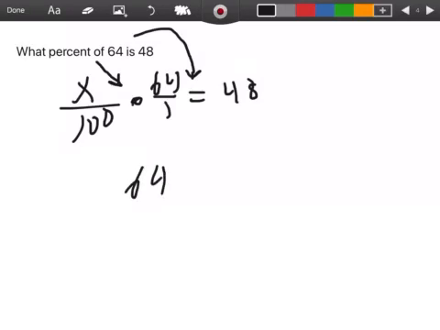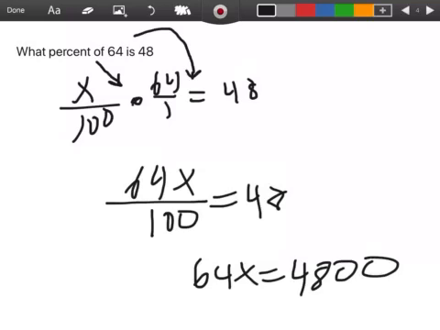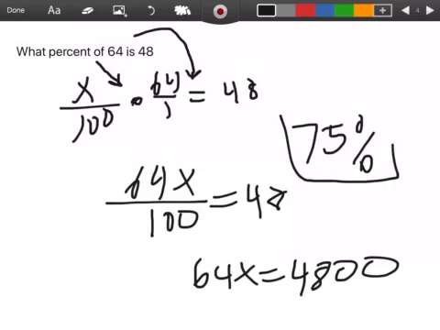So 64x over 100 equals 48. So now, if we multiply by 100, 64x equals 4800. If you divide 4800 by 64, you're going to get 75%. So 75% of 64 is 48. Now move on to the last question.